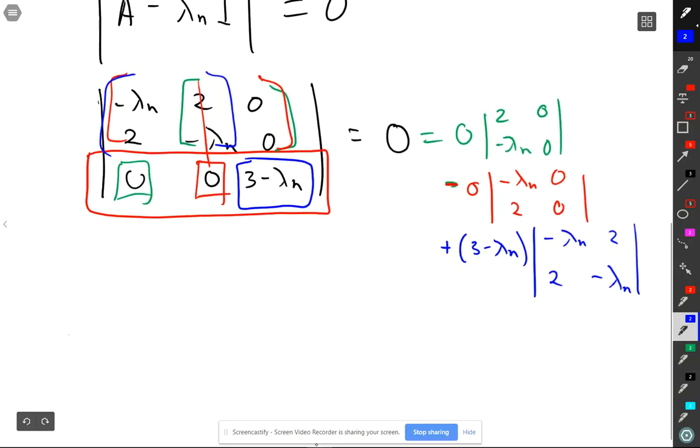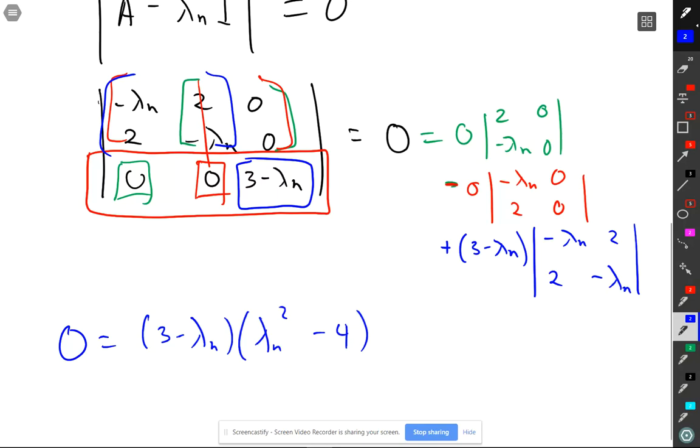and so if I multiply that through, well, it's easier to not do that. So I have that. And that's going to be true if lambda n equals 3 or lambda n equals plus or minus 2. So we have 3 eigenvalues here.